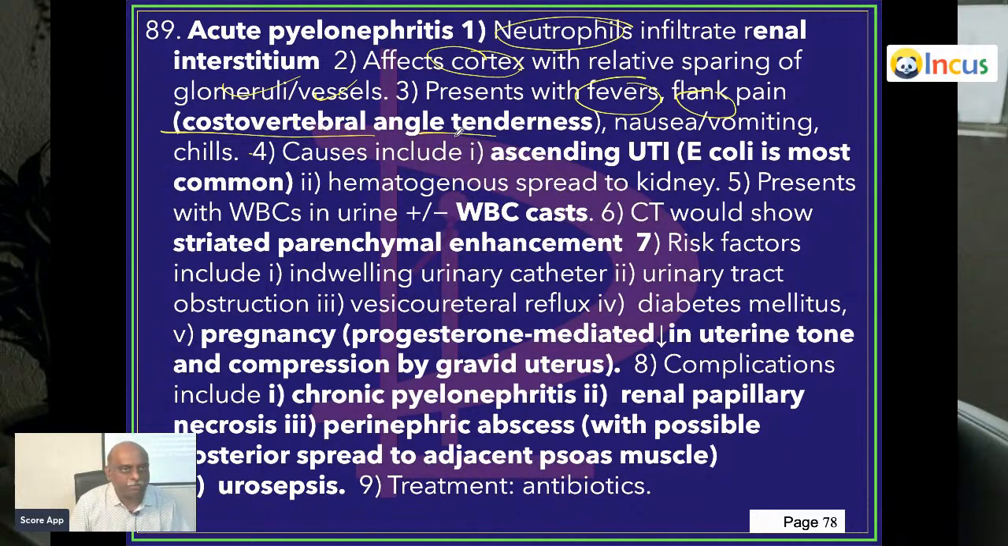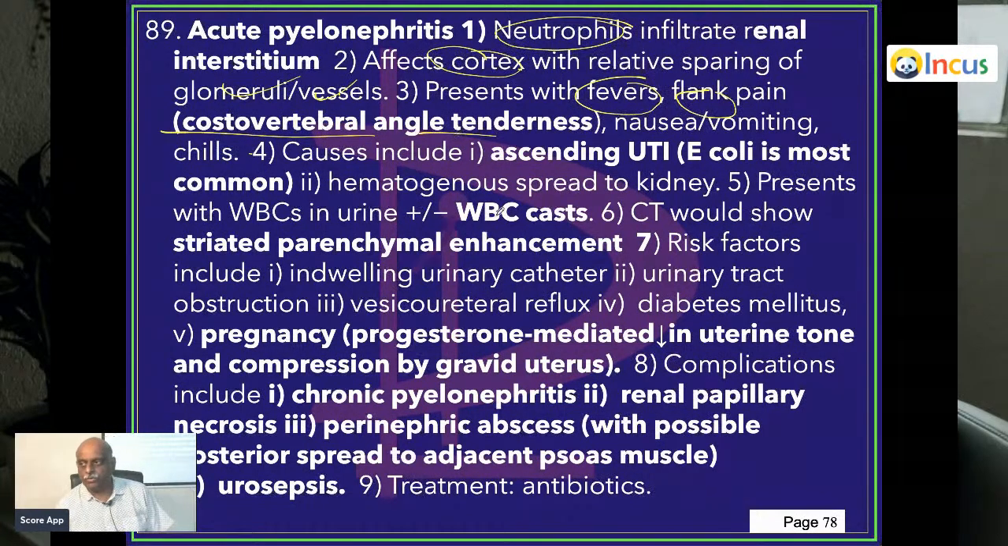E. coli is the most common organism once more for acute pyelonephritis, and it is often an ascending UTI. That means from the blood to the kidney? No. It is from the urethra, bladder or ureter. Through that it starts ascending up, which is most common. Hematogenous spread also can occur but is not most common.